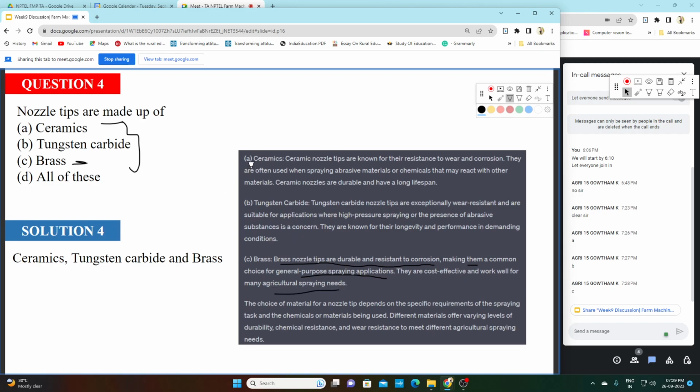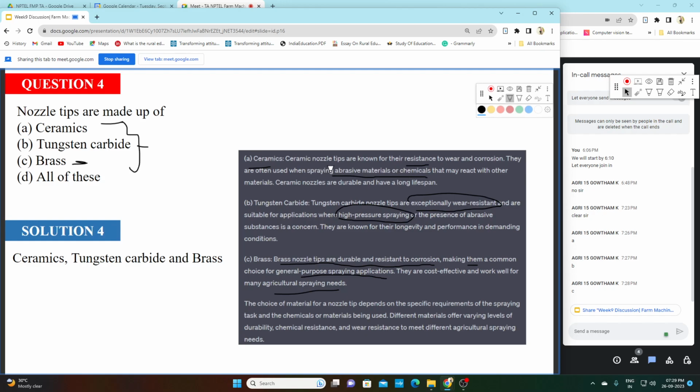But we also use ceramics as well as tungsten carbide. Tungsten carbide where we require exceptional wear resistance. In all these cases, as well as where we require high pressure spraying, we use tungsten carbide. And ceramic we use in places where we want resistance to wear and corrosion. They are often used when spraying abrasive material or chemicals that may react with the material.